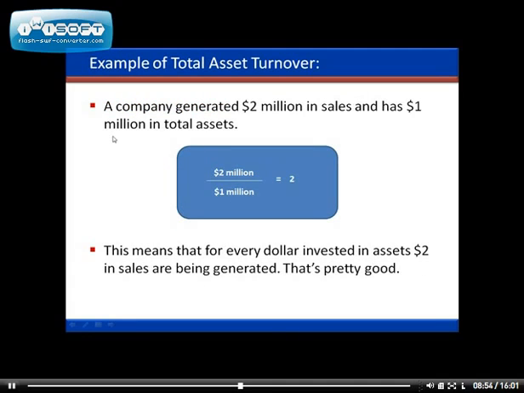So let's say that a company generated $2 million in sales, and they have $1 million in total assets. And so what this means is that for every dollar invested in assets, $2 in sales is being generated.